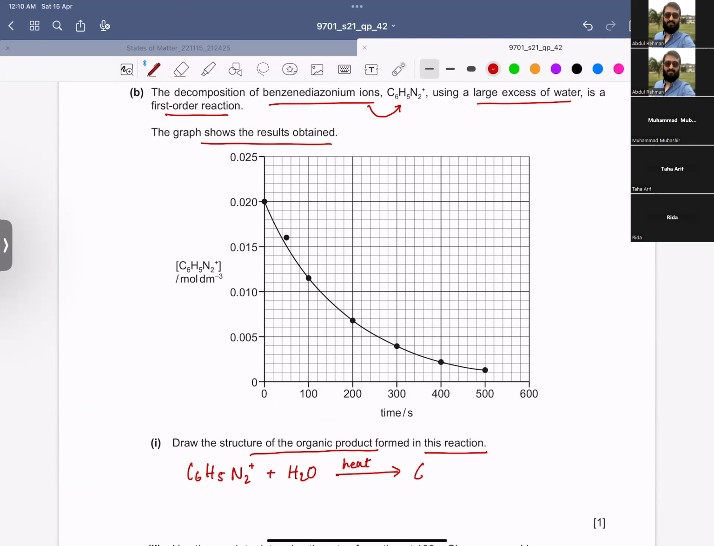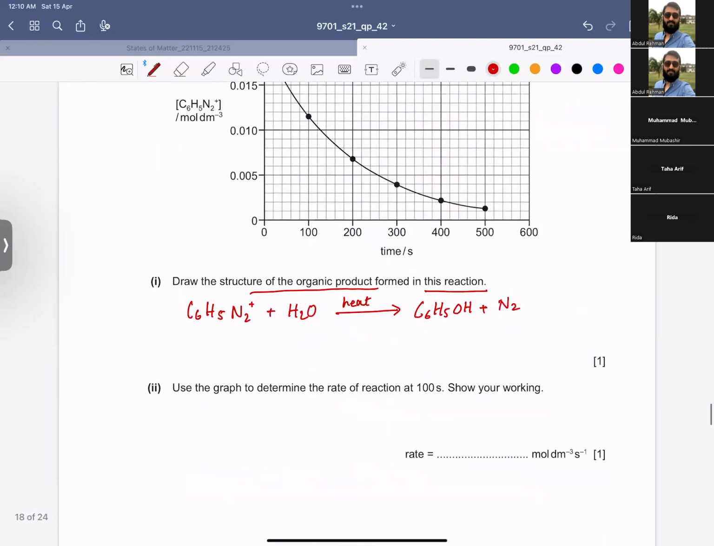Yes, can anybody recall? It's a preparation of phenol. We got a phenol over here and the nitrogen gas escapes. So they are asking for the structure. So you would draw a benzene ring having an OH group bonded to it. Is this clear?